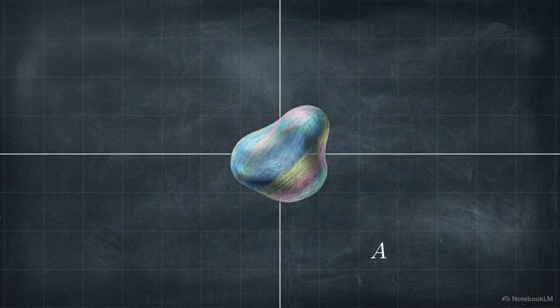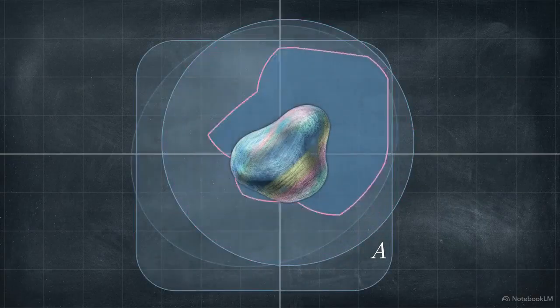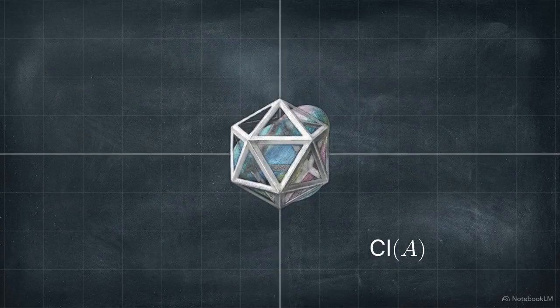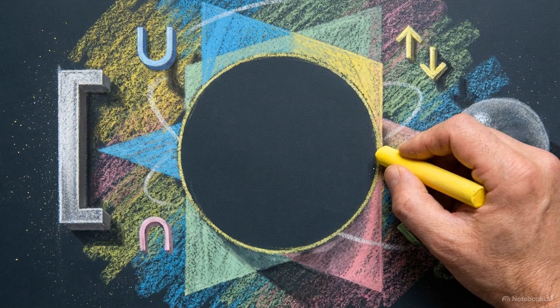This leads to the definition of a closure. The closure of a set is the intersection of all closed sets that contain it, forming the tightest possible boundary around the space. Whether a set is closed depends on the openness of its complement, rather than the internal properties of the set itself.